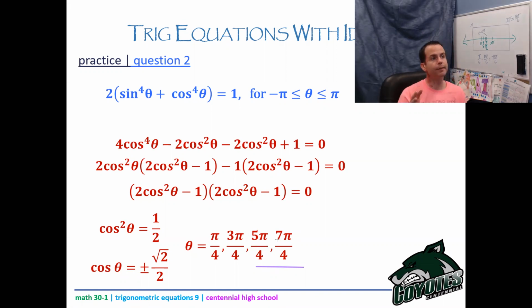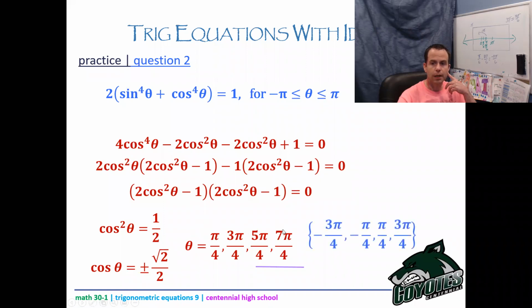So now that I'm at fraction over 4, 2 pi would be represented as 8 pi over 4. So a coterminal angle to 5 pi over 4, 5 pi over 4 minus 8 pi over 4 is negative 3 pi over 4, and 7 pi over 4 minus 8 pi over 4 would be negative pi over 4. Okay, so my solutions end up being negative 3 pi over 4, negative pi over 4, pi over 4, and 3 pi over 4. So that is question 2.